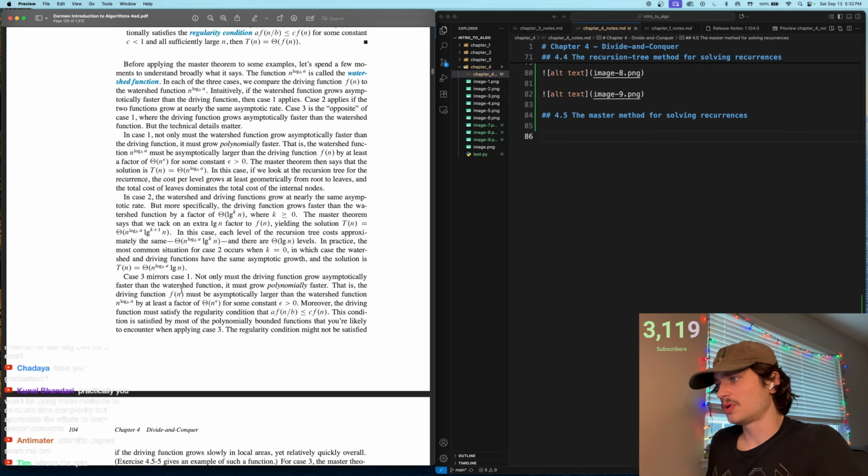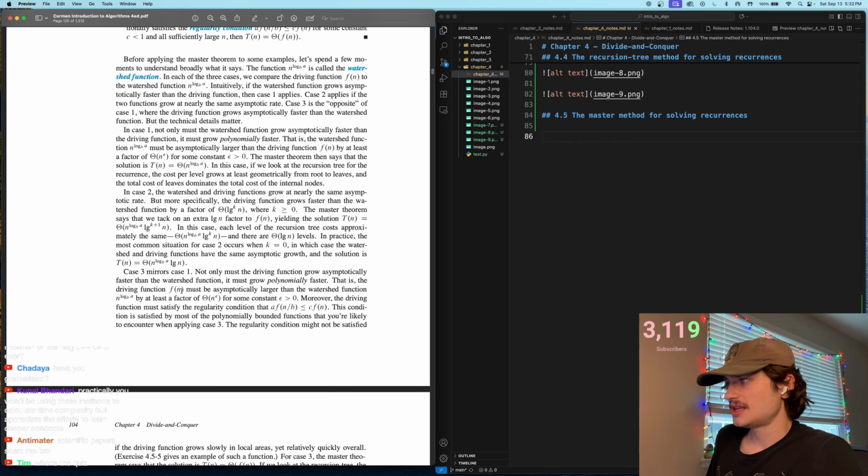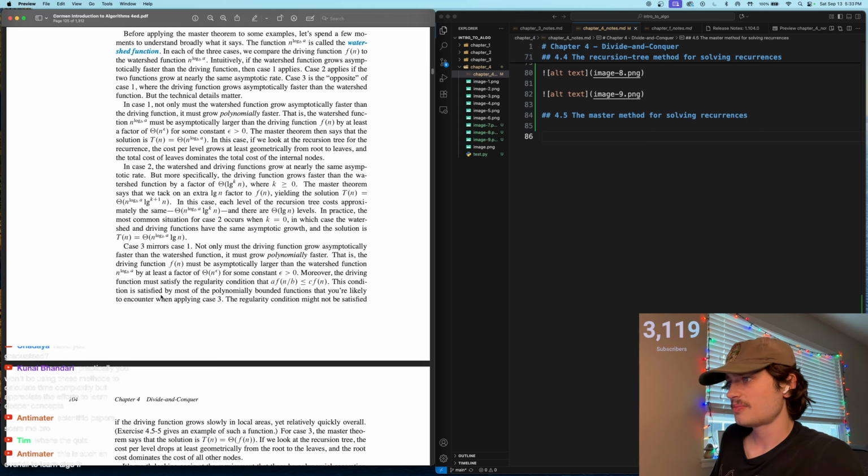Case 3 mirrors case 1. Not only does the driving function grow asymptotically faster than the watershed function, it grows polynomially faster. That is, the driving function f(n) must be asymptotically larger than the watershed function n^(log_b a) by a factor of Θ(n^ε) for some constant ε > 0. Moreover, the driving function must satisfy the regularity condition that a·f(n/b) ≤ c·f(n). This condition is satisfied by most of the polynomially bounded functions that you are likely to encounter when applying case 3.